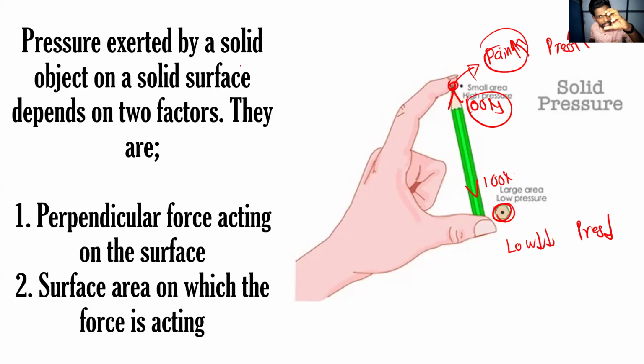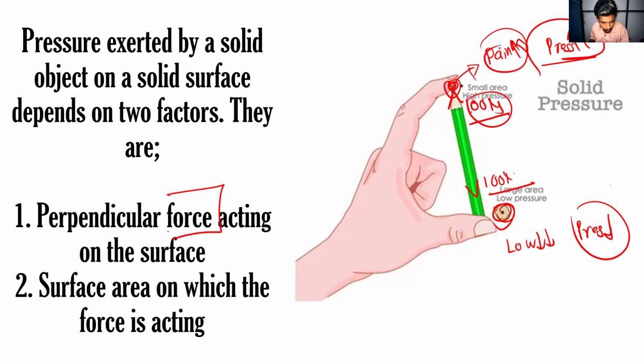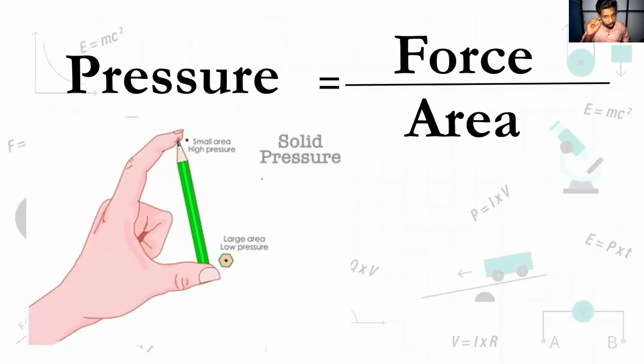Here we are applying the same 100 Newton, but here we have higher pressure at this point, and here we have very low pressure because the area is high. So you may have got the idea that pressure depends on two factors: first, force, and second, surface area. Right, okay. Now we'll discuss the equation for pressure.